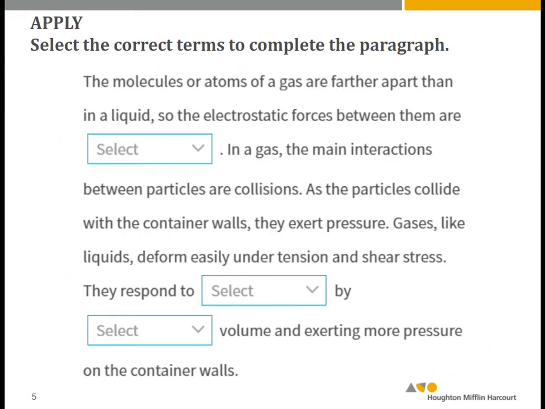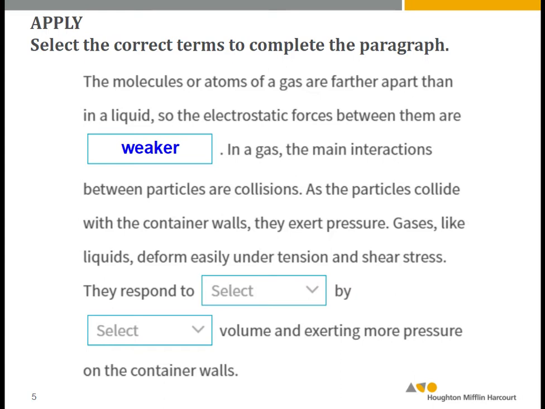So let's complete this sentence. The molecules or atoms of a gas are farther apart than in a liquid, so the electrostatic forces between them are weaker, because remember, electrostatic forces become weaker when the distance increases. In a gas, the main interactions between particles are collisions. So those attractive forces, those electrostatic forces, are not significant. The main interactions between the particles are collisions. As the particles collide with the container walls, they exert pressure.